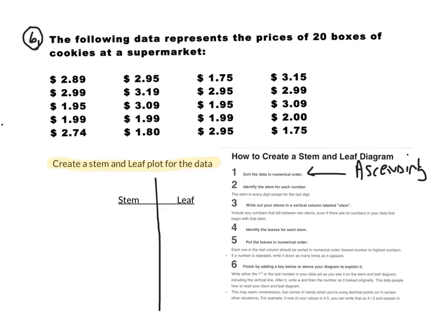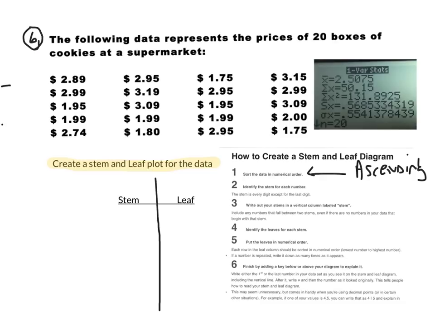So take a minute, pause the video, enter the data into your calculator. To make sure you have the data entered correctly, run your 1-var stat test. Here the average turns out to be a little over $2.50 a box, and here make sure that you have 20 boxes of cookies. So take a minute, pause the video, and enter your data into your calculator. Be sure then, once the information's in your calculator, to sort the data in ascending order.